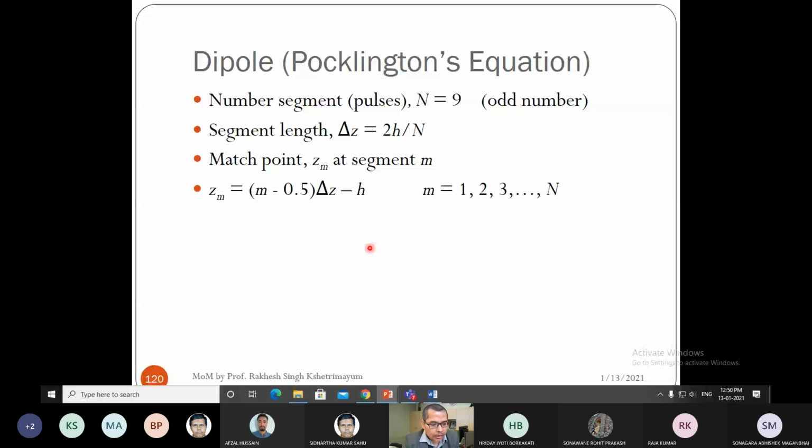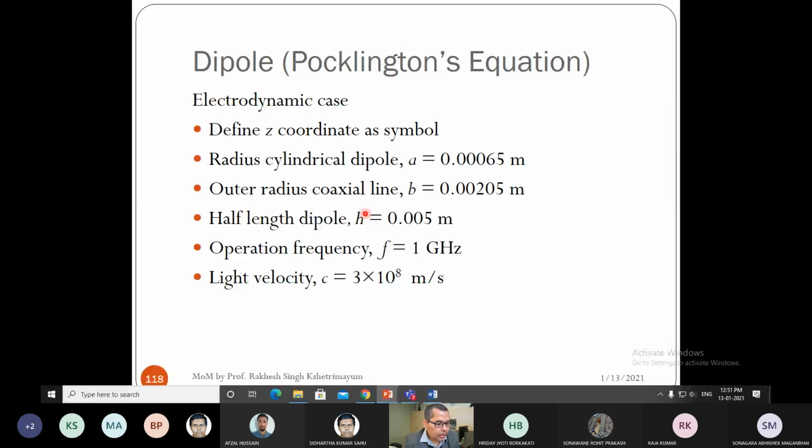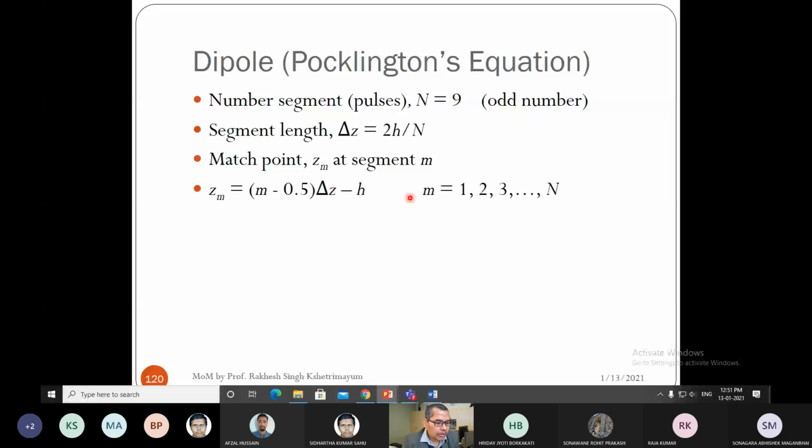Let us assume that the number of segments is just 9. I have taken an odd number so that I can find the center, and from the center I can find out what is the input impedance. So segment length will be 2h divided by n. What was 2h? Half length dipole. So 2h will be this multiplied by 2 divided by the total number of subsections, which is 9. So you can find out what is delta z.